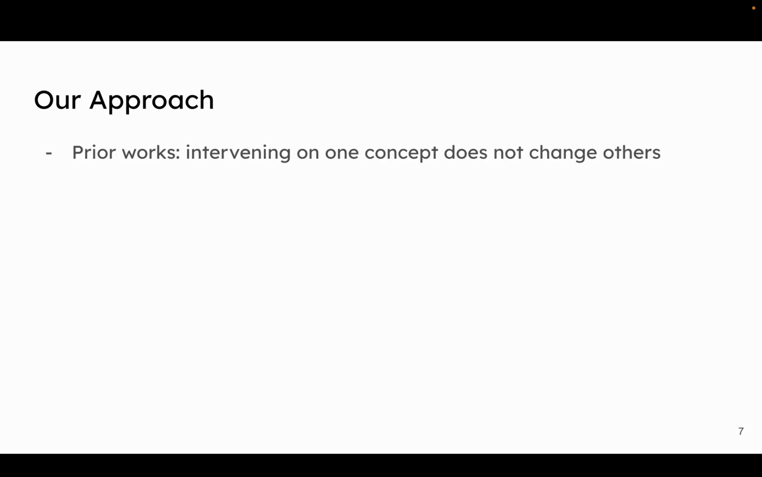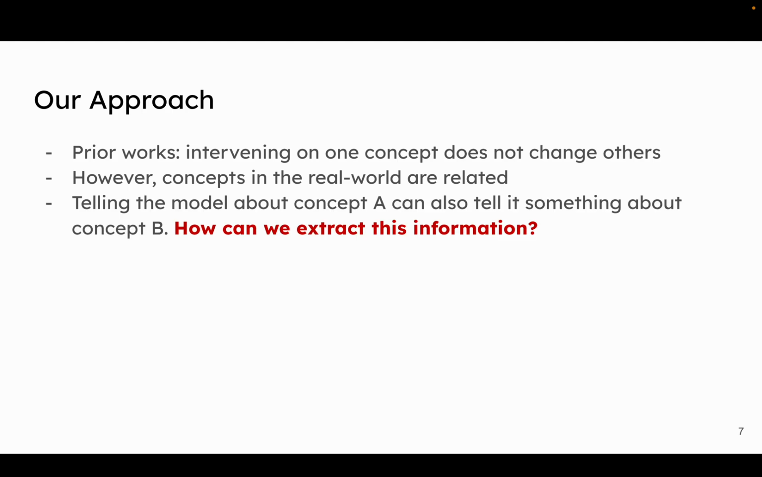Prior works treat concepts independently. That is, intervening on one concept does not change the model's predictions of other concepts in the same image. Our main insight is that concepts in the real world are related to each other. Hence, telling the model that the wings are black can also likely hint that the upper body is black.